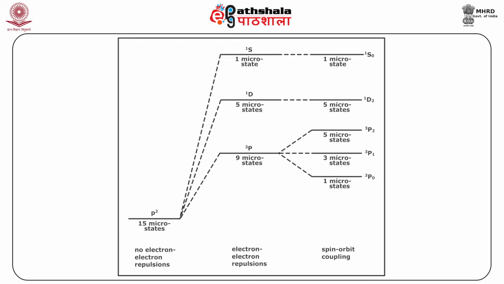So now let us summarize what we have learnt about the energy splitting due to spin orbit coupling in the carbon atom. In the absence of electron-electron repulsion, all states were degenerate. When you introduce electron-electron repulsion, these were split into 15 microstates. One was 3P, which had 9 microstates, 1D, which had 5, and 1S, which had 1 microstate, and this is shown in the figure. Spin orbit coupling caused a splitting of the J values.